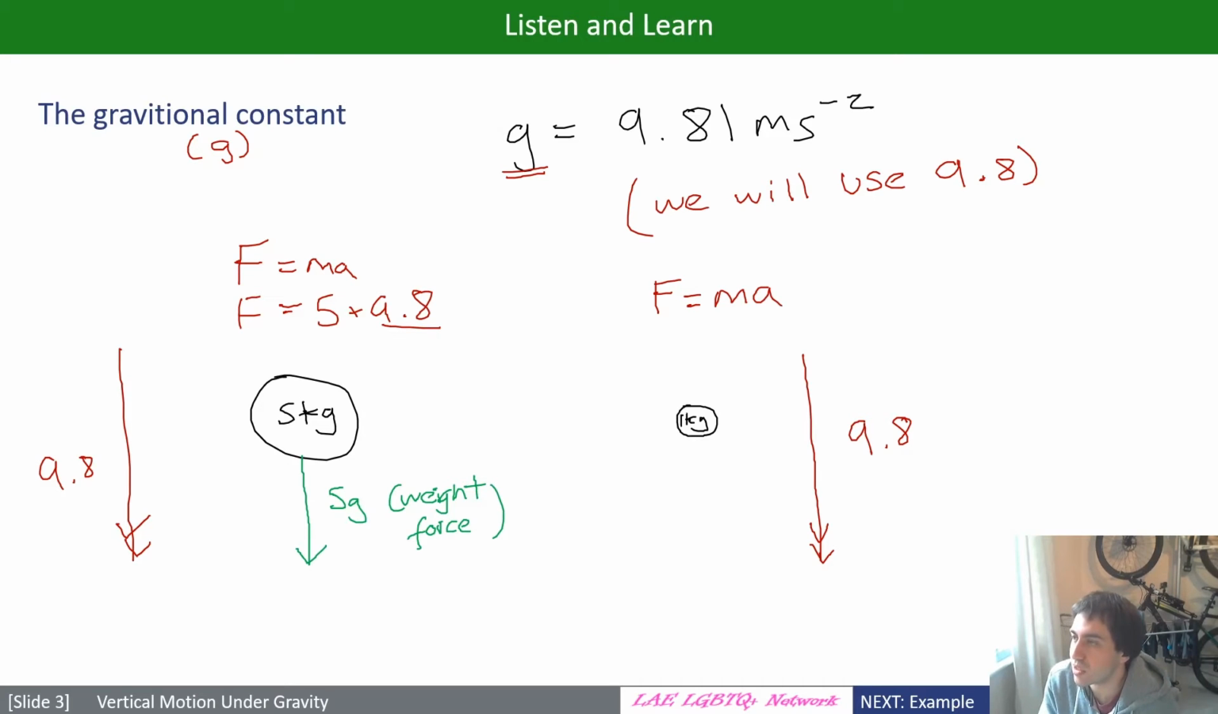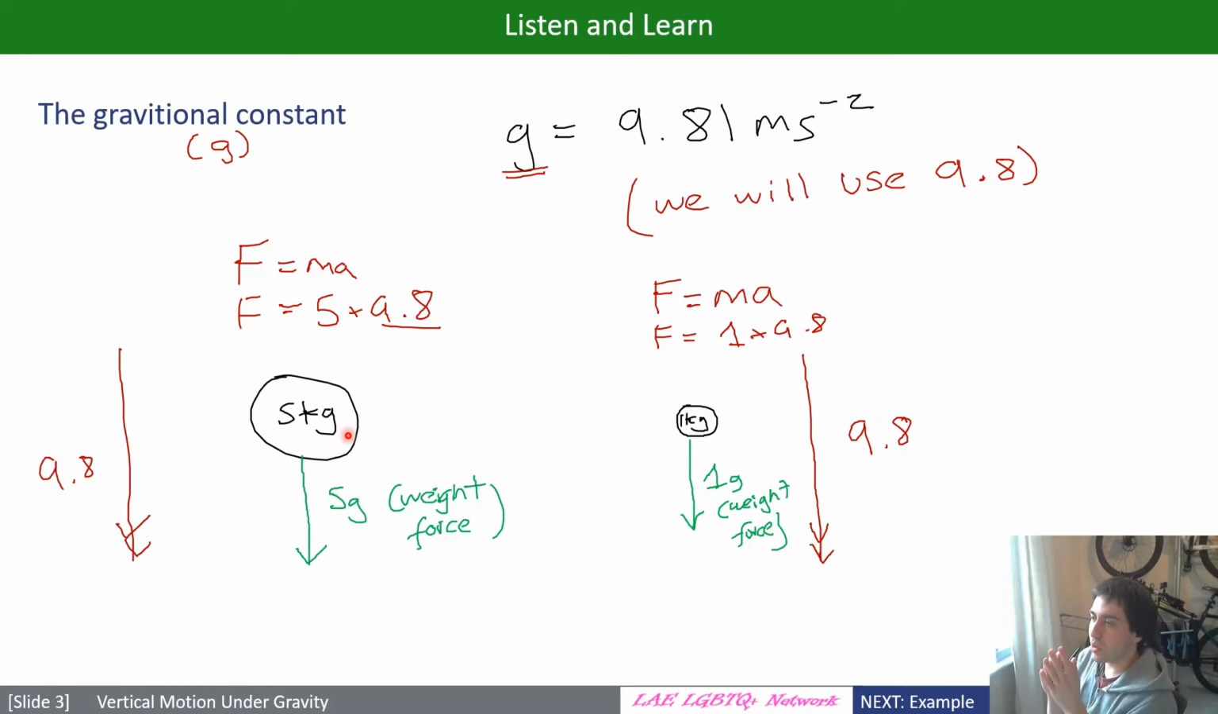And in the case of the object that's 1 kilo, its mass is 1 times 9.8, and that's its force. It's just 1g, right? So the force on this object is 1g, and again that's its weight, and it's a force. It's the weight force. Okay. So effectively, what I'm saying is, for a given object, if you change its mass, if the mass increases, then the weight force increases, and that all balances out to mean that overall the acceleration is always the same.